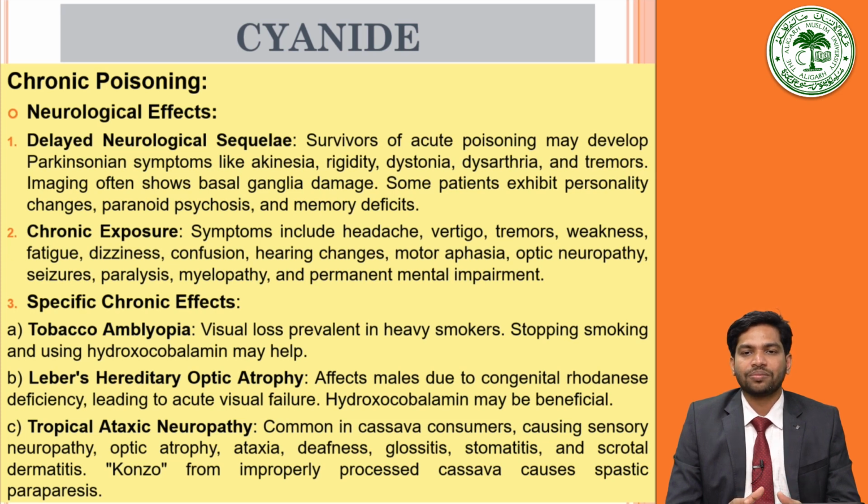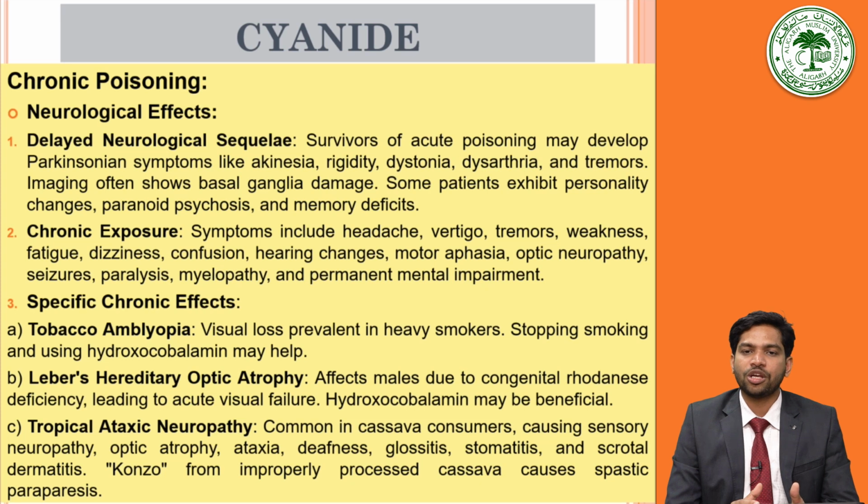These clinical features must be known, as not necessarily will the patient present with all the features, but some of the features might be there. So correlating all the features, we may suspect cyanide poisoning. Specific chronic effects are seen as tobacco amblyopia. Visual loss is prevalent in heavy smokers. Stopping smoking and using hydroxocobalamin may help in such patients.